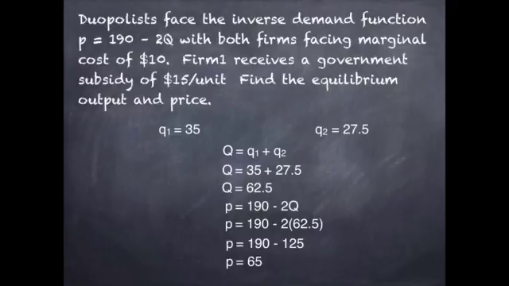Then you go through the steps of, once you have total revenue, you subtract total cost off of that and go through the process of finding the profit maximizing output level. Also, make sure you remember that because firm 2 is not receiving that subsidy, this has no impact on their reaction function.